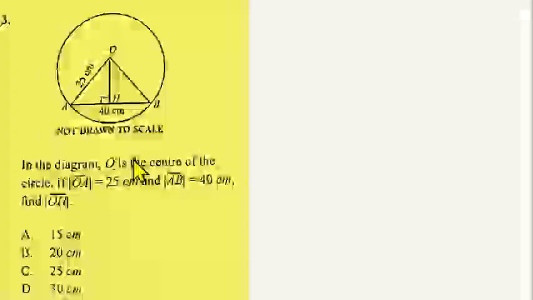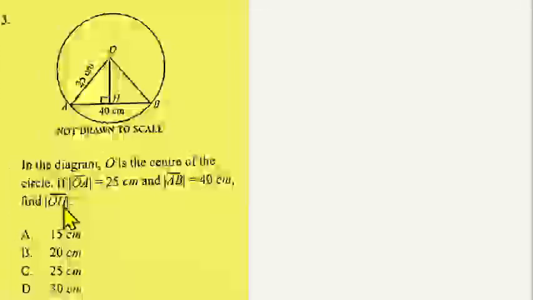Question number 23 is on circle and related to right angle triangle. Now you are given this circle, and in the diagram, O is the center of the circle, and side OA is 25 centimeter, and side AB is 40 centimeter.